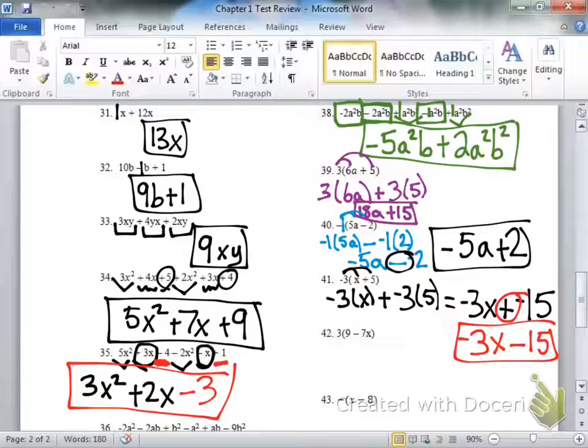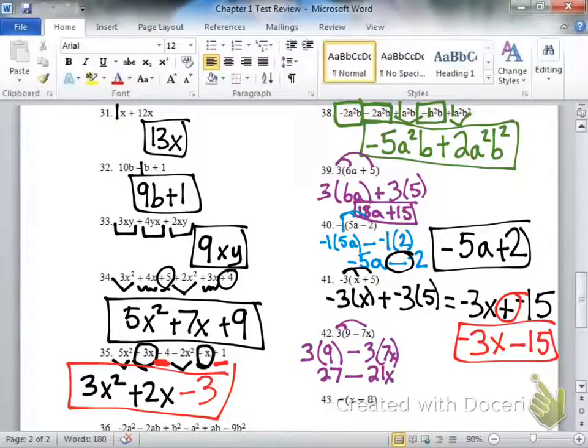All right. We are moving quick. Next one, we have 3 times 9 minus 3 times 7x. 3 times 9 is 27, minus 3 times 7x is 21x.